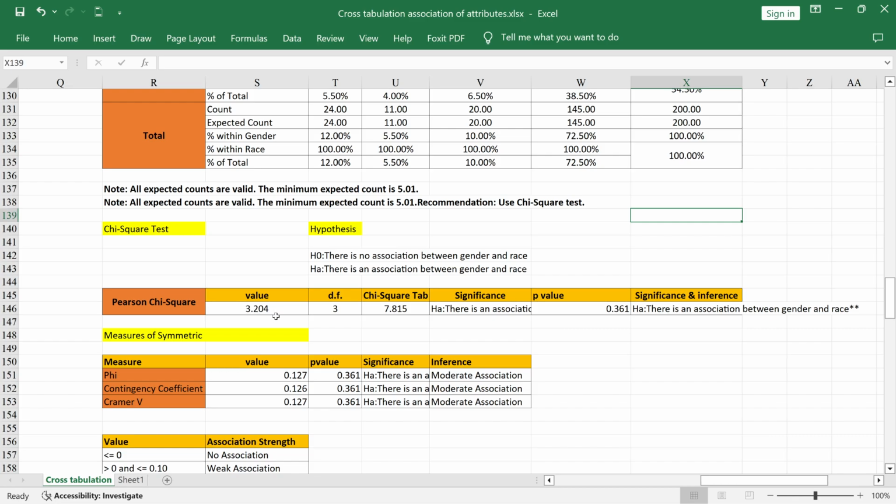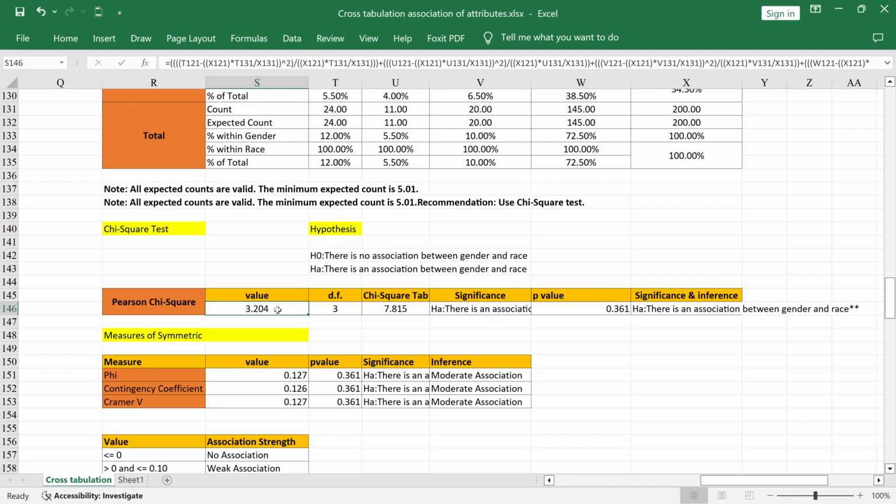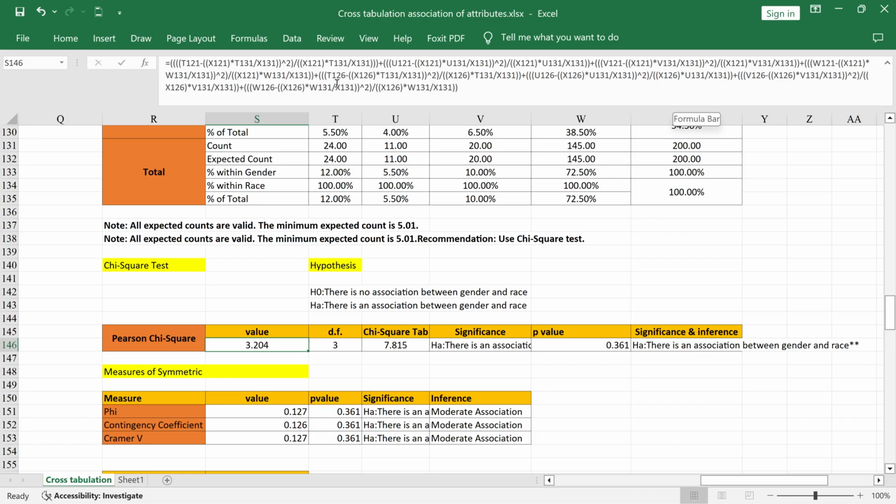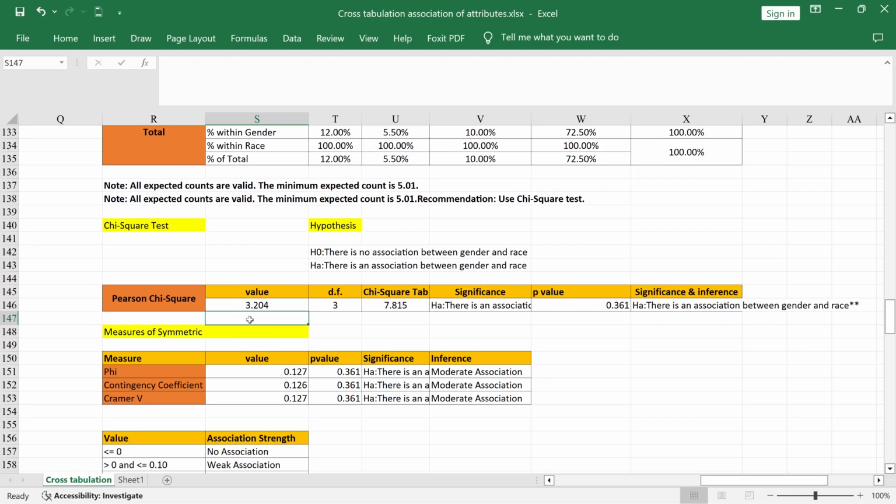You see here the value 3.204. This is the Pearson chi-square value. Just click on it and you will get the big formula. I will show you that it's too big a formula for everybody, because I avoided many tables and put everything together in a single formula, so I get the chi-square value directly. If you want, you can read it, but it's a difficult one, right? So you will get the chi-square value.